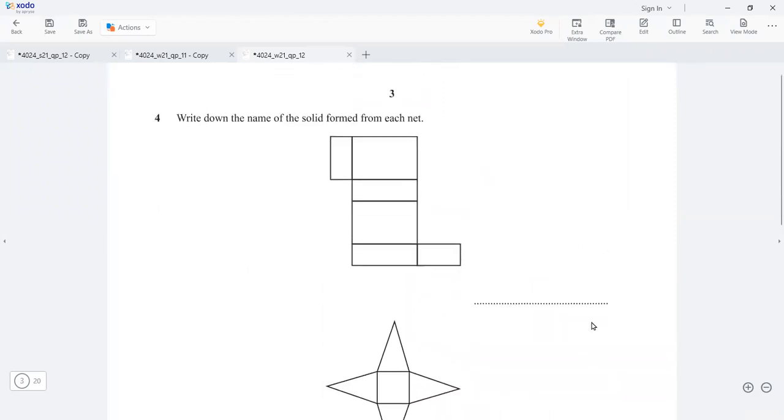There are some figures, some nets of solids given, and we have to tell which kind of shape each is. In question number 4, the very first shape is given. What type of shape is this? This is a kind of cuboid. A cuboid has rectangles. If we close them, it will be a cuboid. It looks like a box.